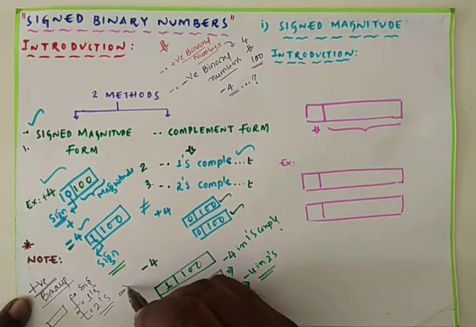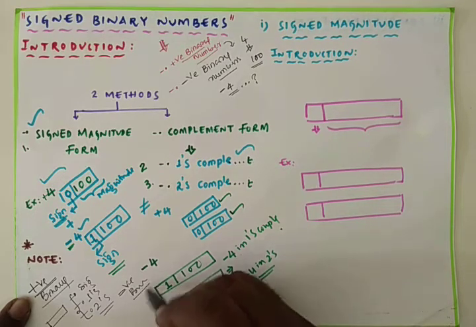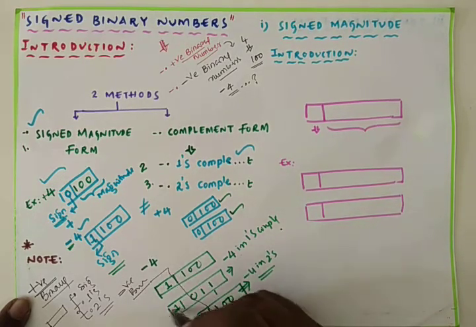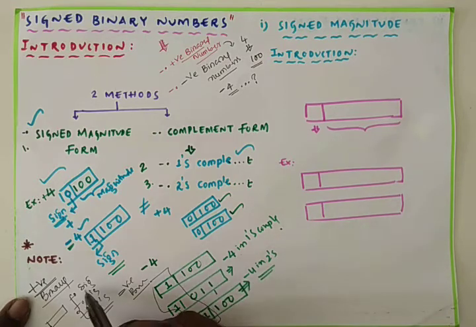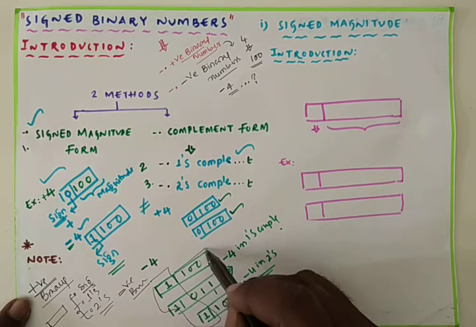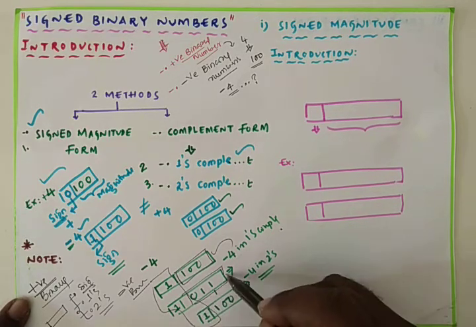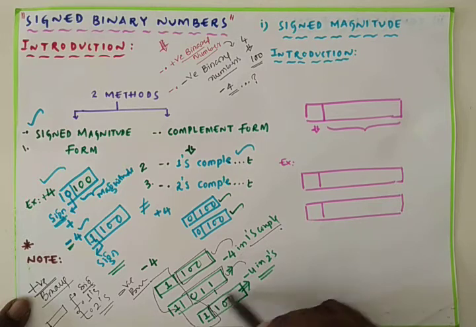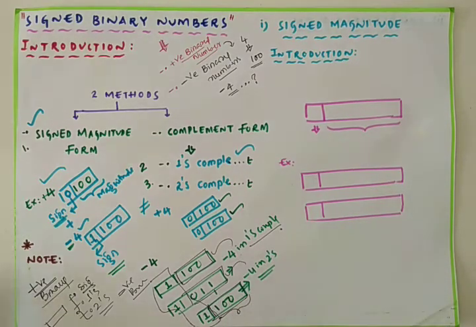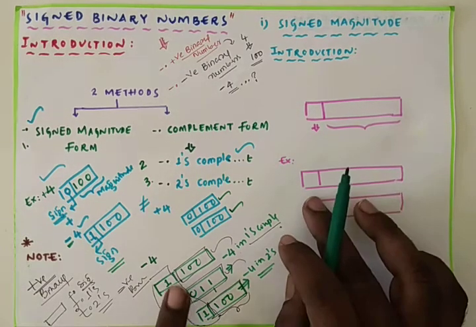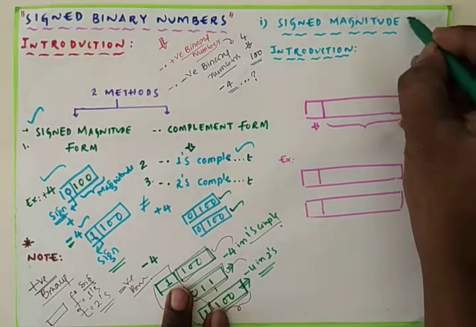Whereas in representing the negative binary numbers, only the sign bit remains the same, and in the sign magnitude form the remaining bits represent the magnitude. In 1's complement form, the magnitude will be in 1's complement, and in 2's complement form, the magnitude will be in 2's complement form. Then I am going with the sign magnitude form. First method, I am going with individual examples. I am going to discuss this one, the sign magnitude form.